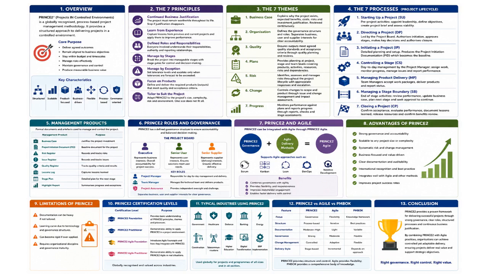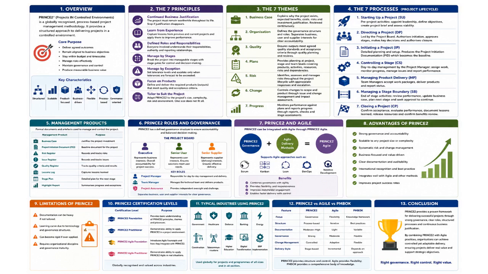The roles and governance section demonstrates another major strength of PRINCE2, its clearly defined governance model. PRINCE2 separates business, user, and supplier interests through roles such as the executive, senior user, and senior supplier within the project board. Operational delivery is then managed by the project manager and supporting teams. This structure ensures balanced decision-making, accountability, and controlled escalation.